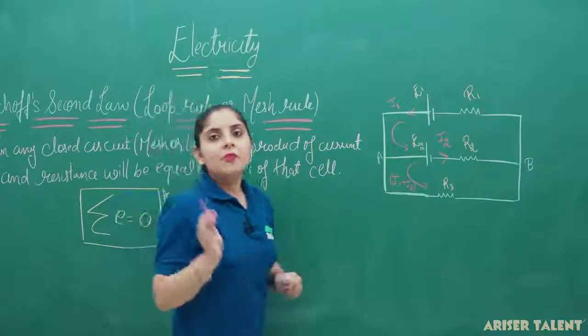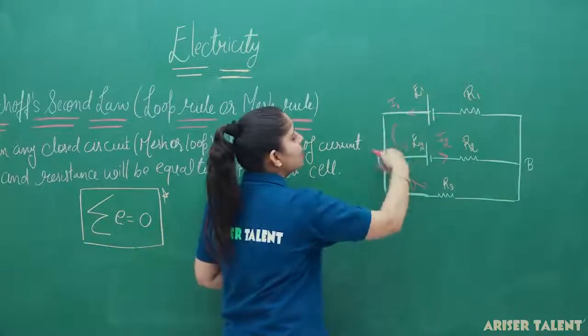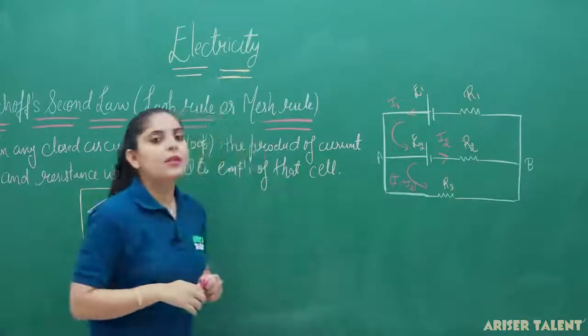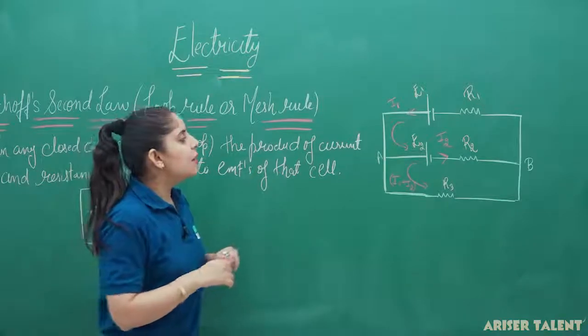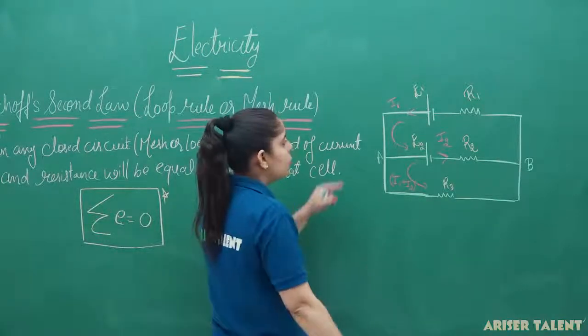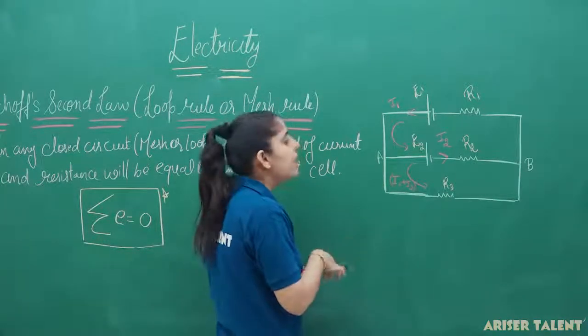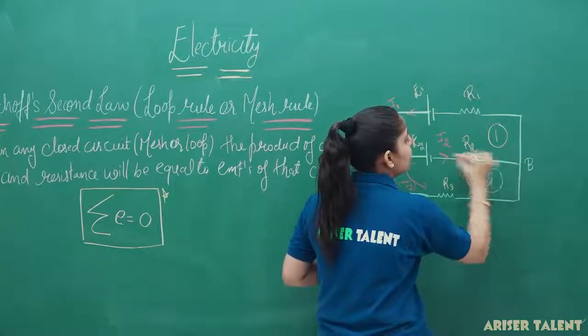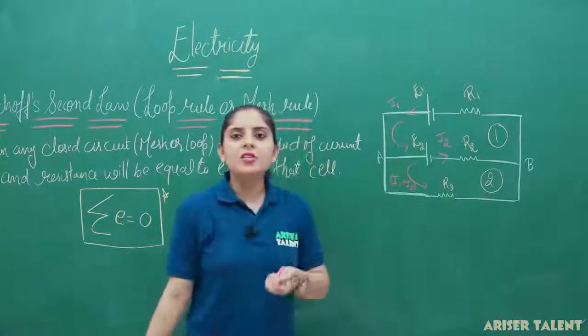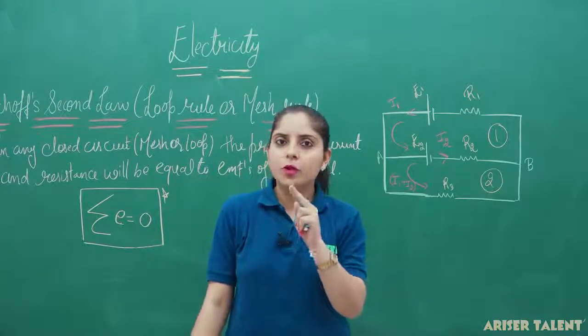Now, if you are going in a circuit clockwise, what will you have to do? You have to take the directions of a current in a negative manner. So, let's apply Kirchhoff's rule to this diagram. What am I considering? I am considering a loop 1 and a loop 2. So, how many equations will we get from this diagram? We will get two equations here.